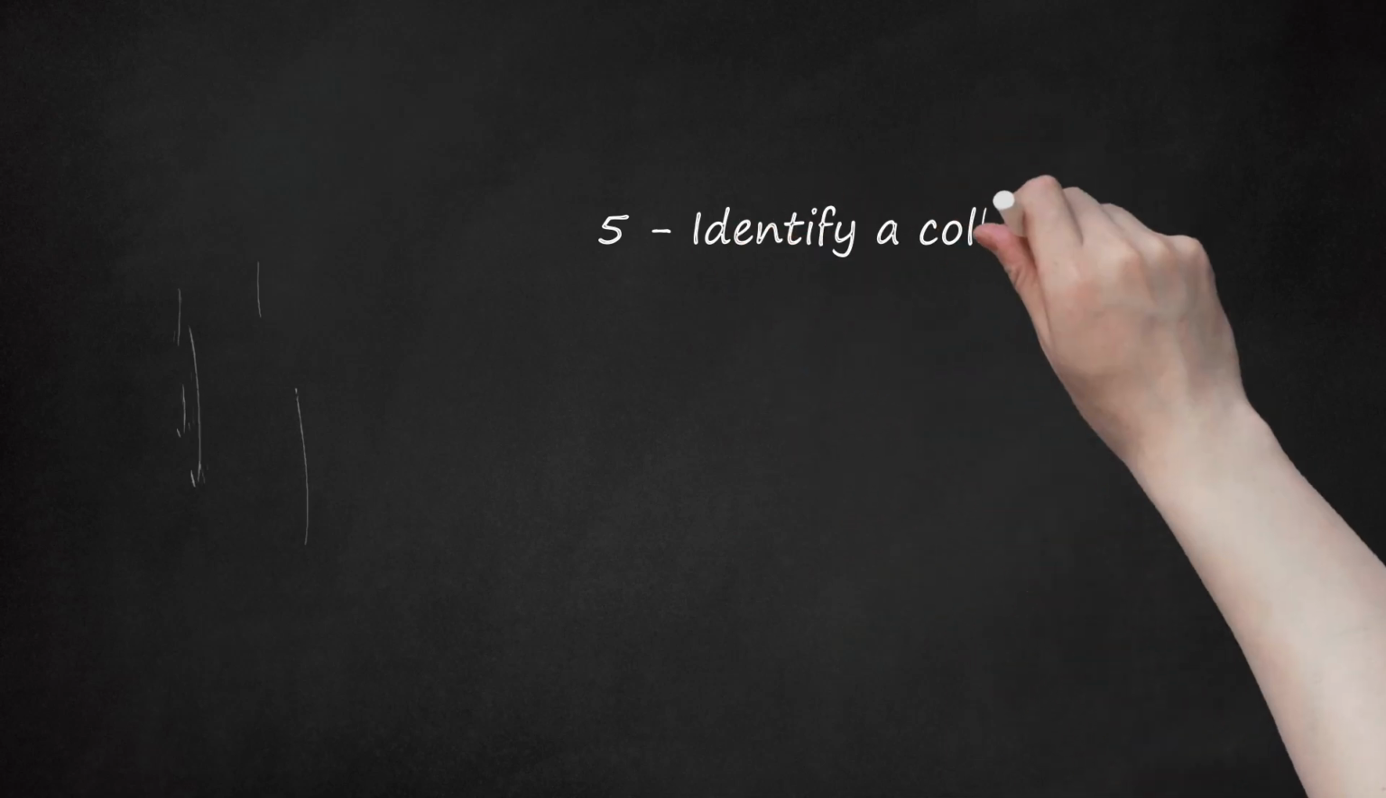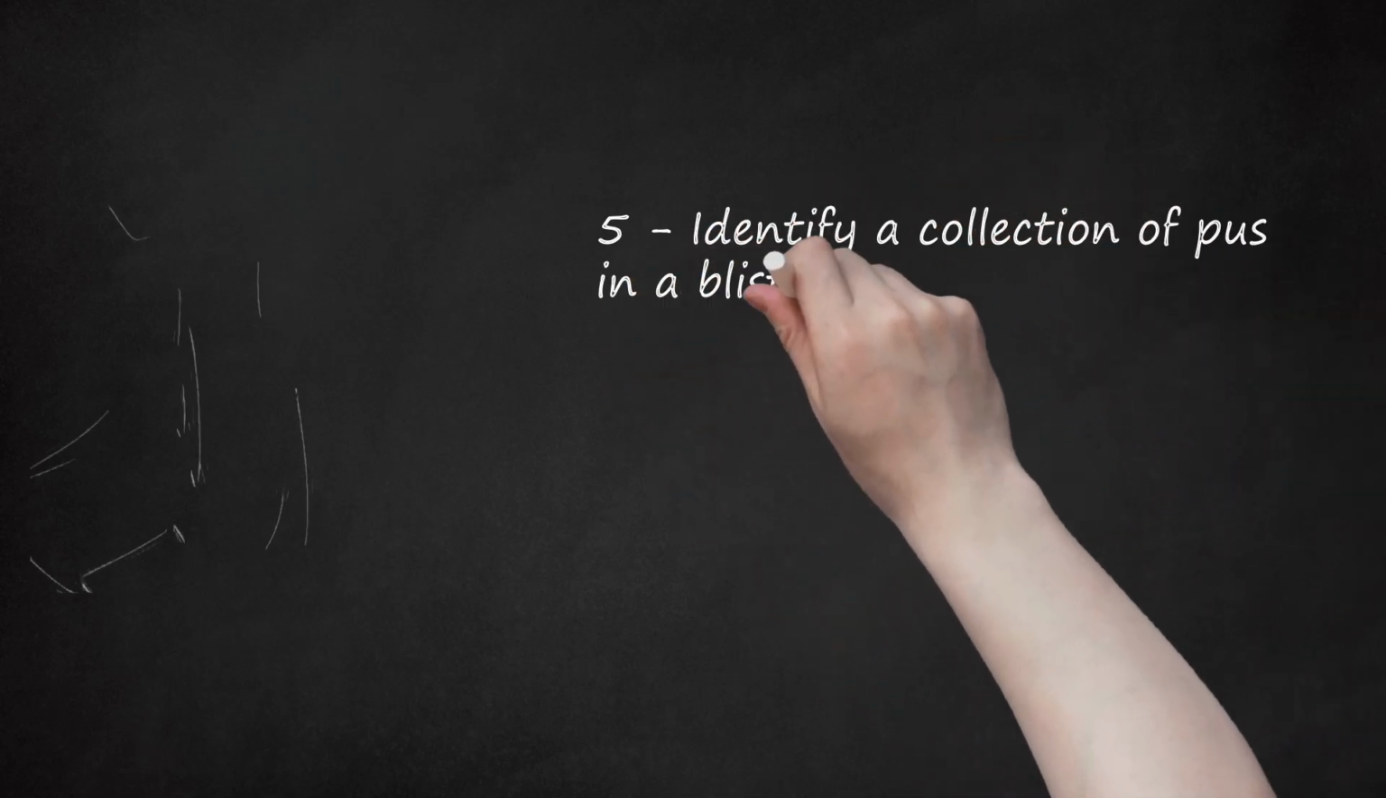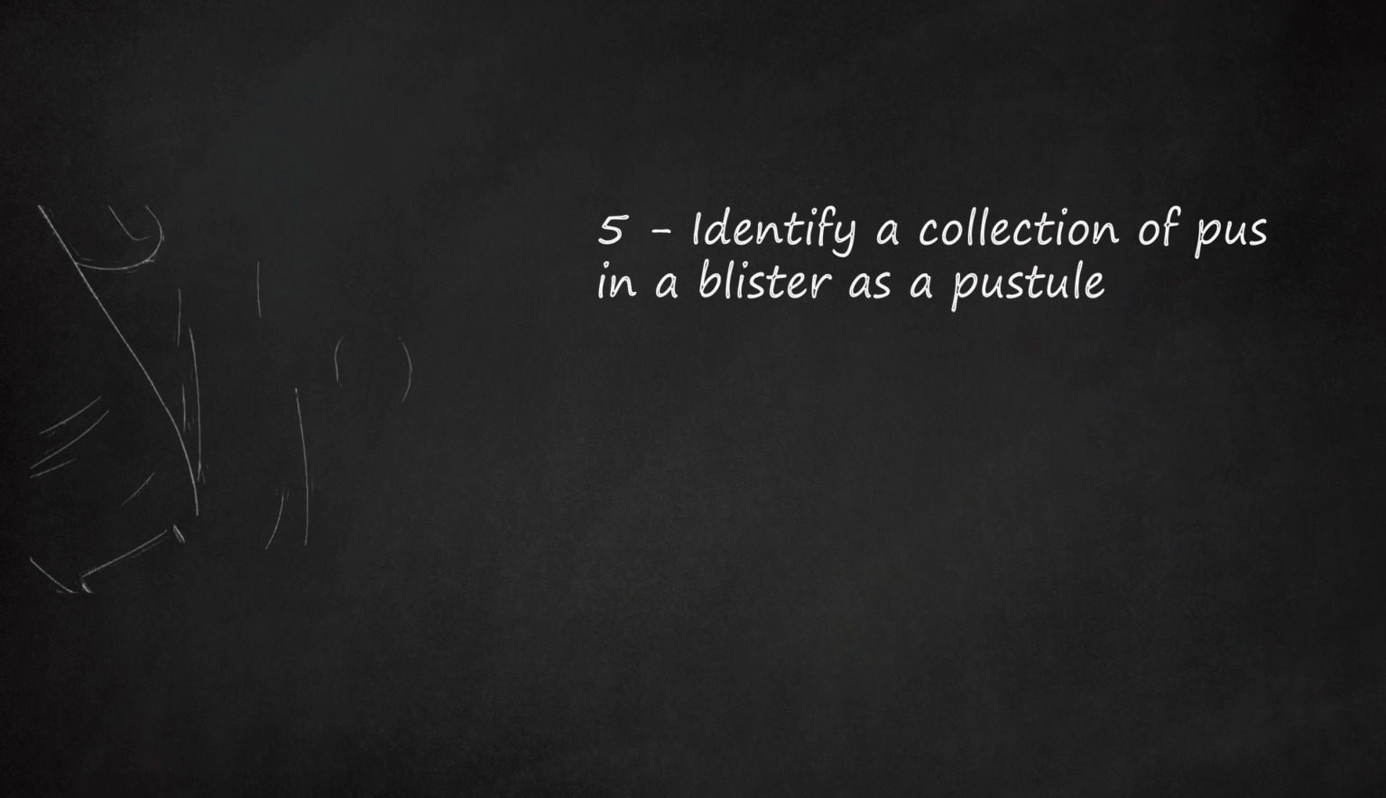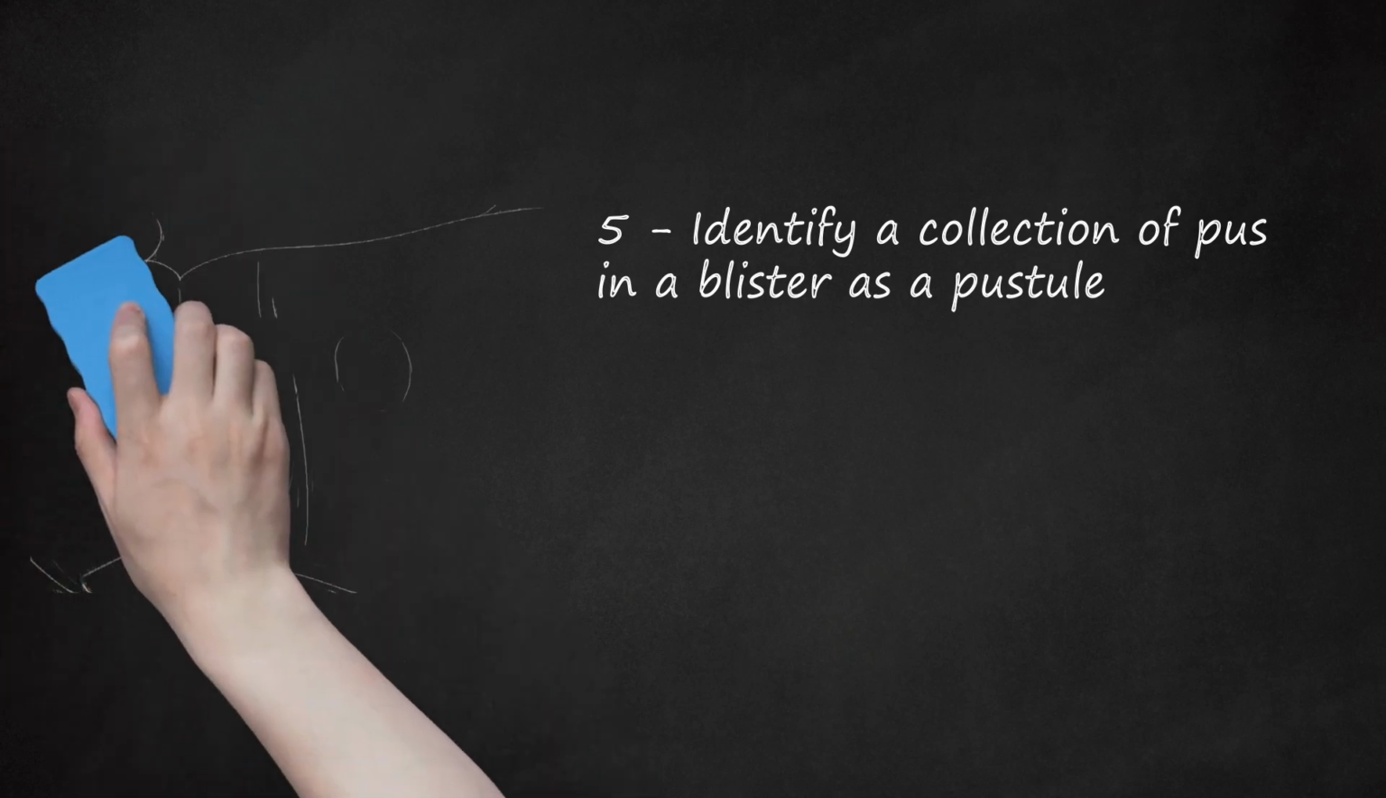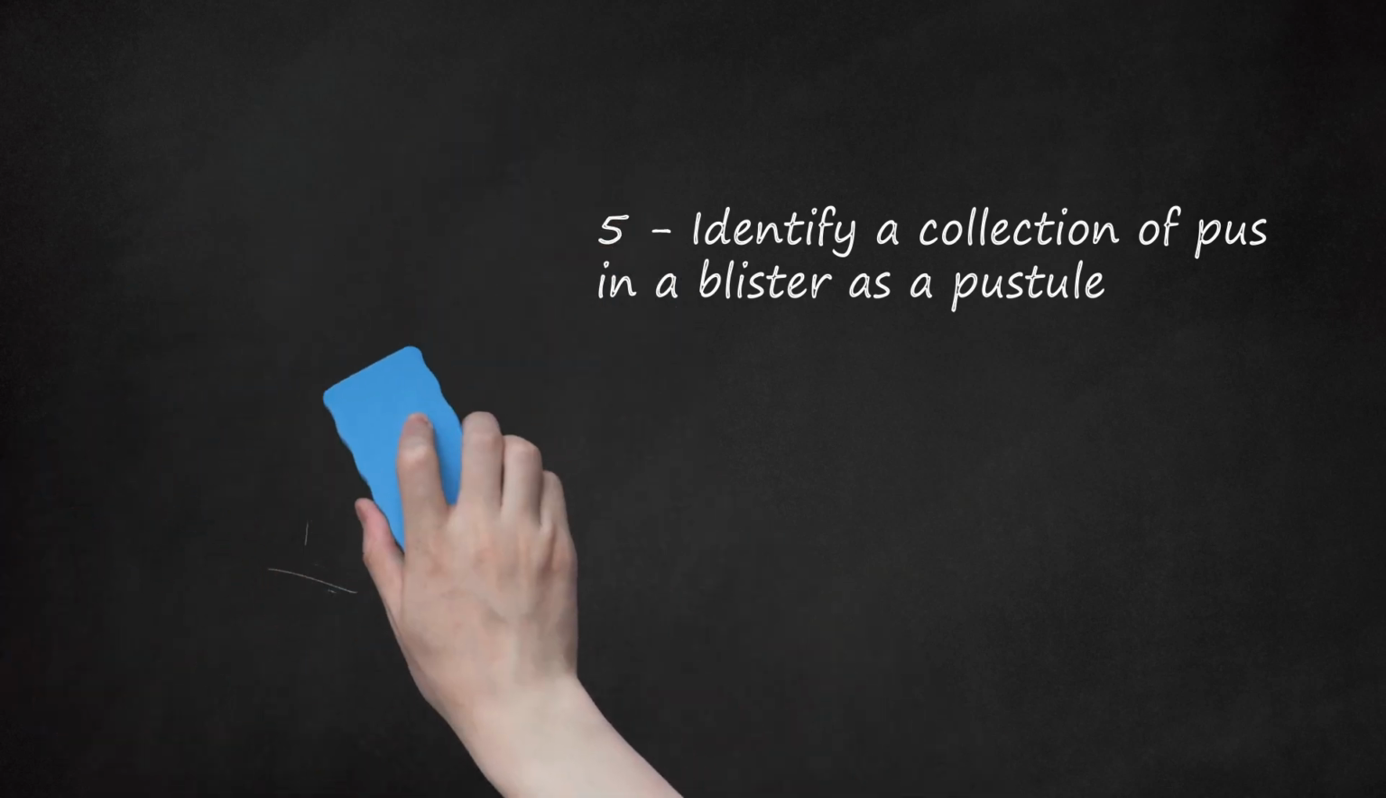5. Identify a collection of pus in a blister as a pustule. They can be caused by infection, such as occurs in the bacterial skin disease of furuncle. It can also be caused by a non-infectious cause, such as occurs in psoriasis of the skin.